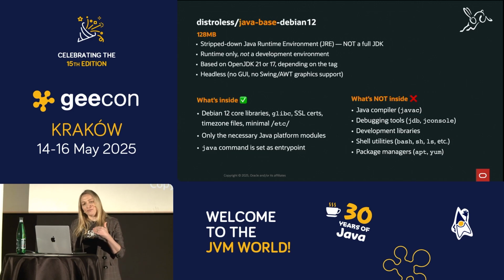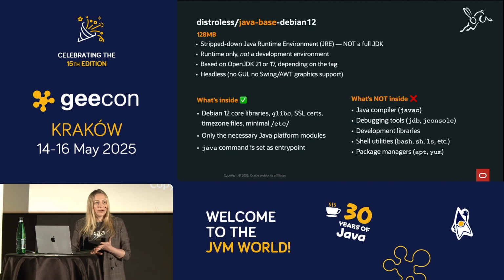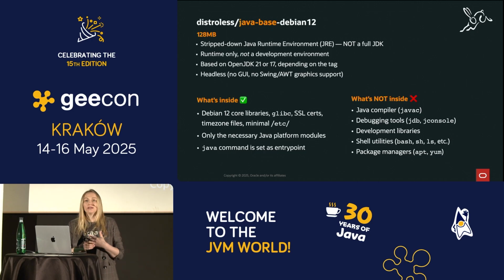Depending on which version you need, you can tag it to 17 or 21. It's headless again, but there are some core Debian libraries, time zone files, minimal etc, glibc, certificates, necessary modules. Java is the entry point. So if we don't run the Jlink there, we can use the Java from this base image. And there are no utilities like bash, ls, shell. There are no debugging tools like jconsole, jdb, no compiler, of course, no package managers. But still, it's sufficient just for a runtime.